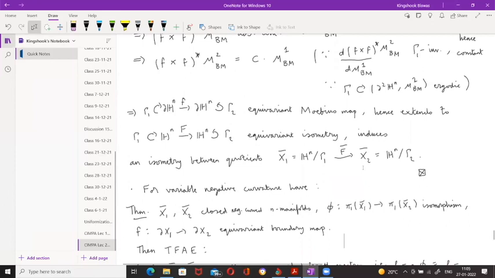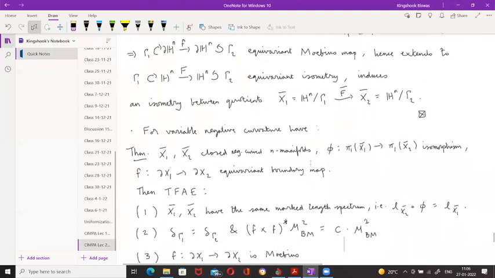And so here we used crucially that at the last step, so we showed that our boundary map is Mobius. At the last step, we used the fact that a Mobius map from boundary Hn to boundary Hn extends to an isometry from Hn to Hn, right? And that was how we got an isometry between the quotient manifolds, the hyperbolic manifolds.